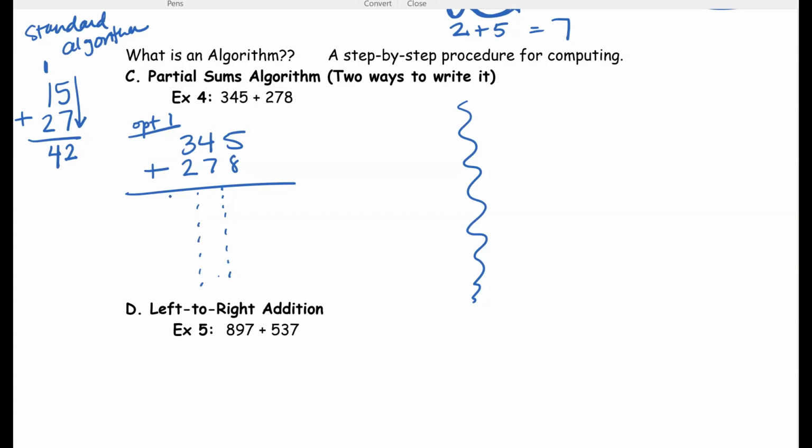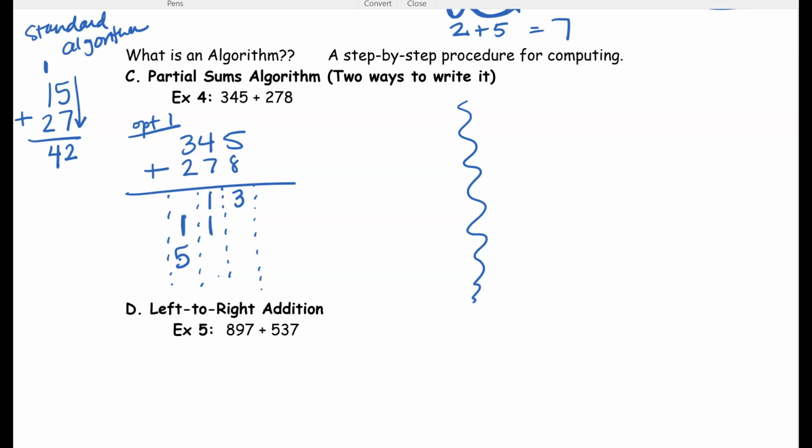You could do centimeter paper for this just to kind of line everything up. So you start with the 5 and the 8 and you add the 5 plus 8 and you get 13. So you actually just write down 13. You don't carry anything. And then you add the 4 plus 7 and you get 11. You write that down below, just like you would the number 11. And then you add the 3 plus 2 and you get 5.